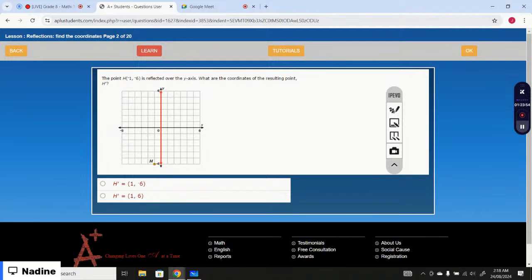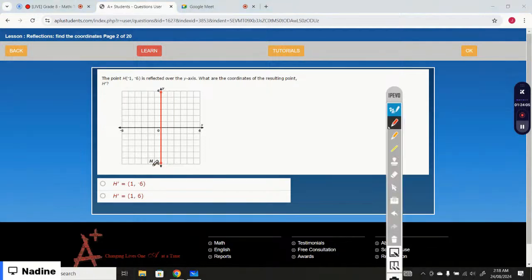The point H, negative 1, negative 6, is reflected over the y-axis. What are the coordinates of the resulting point H dash? So which is the correct option? Let's just see the point H. Here is the point H, negative 1 and negative 6, right?